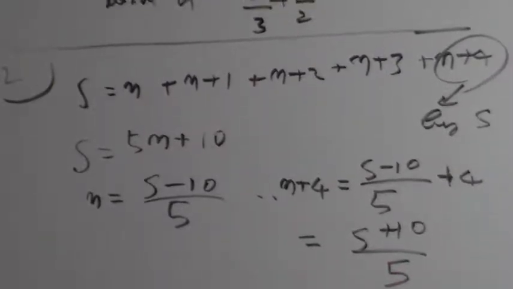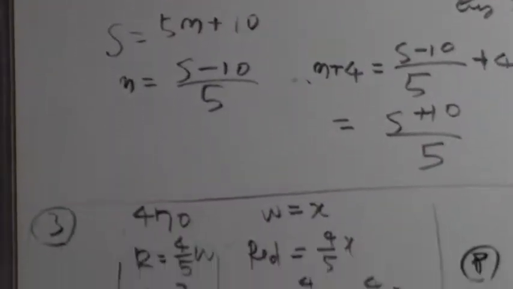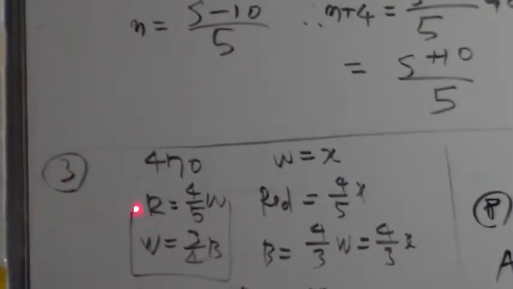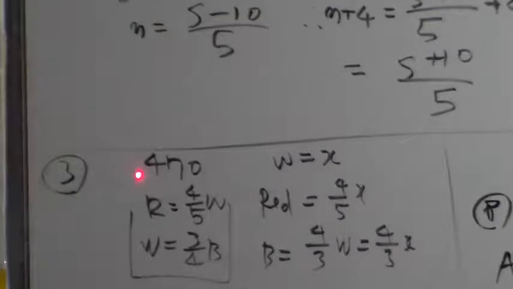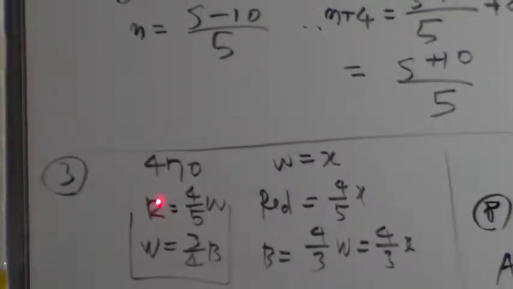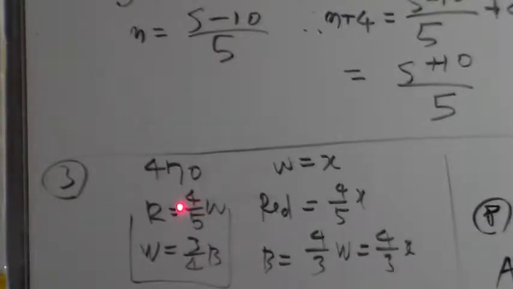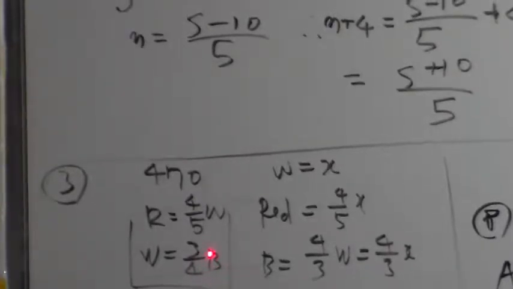Okay? And number 3. Okay, this one is a ratio problem. One jar has 470 marbles. Red is 4/5 of white. And the white marble is 3/4 of blue. So how many white are in there?